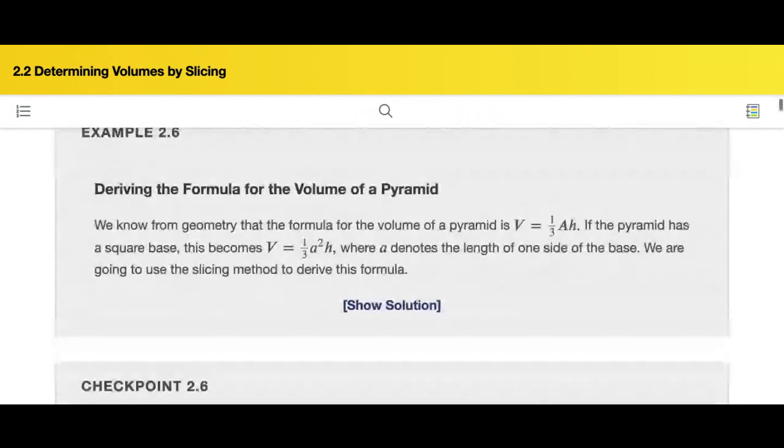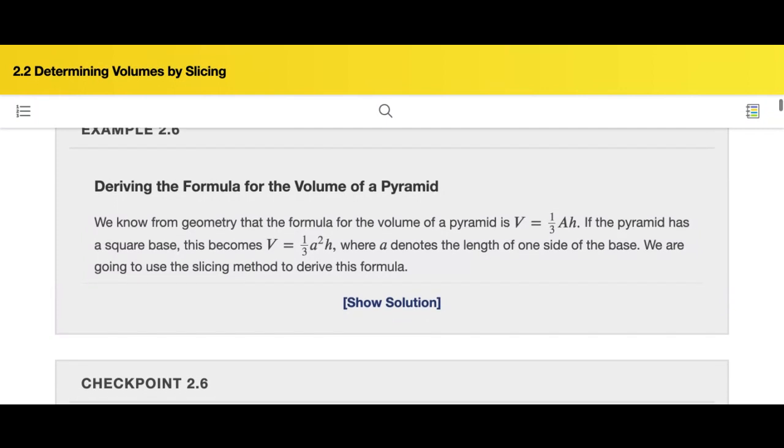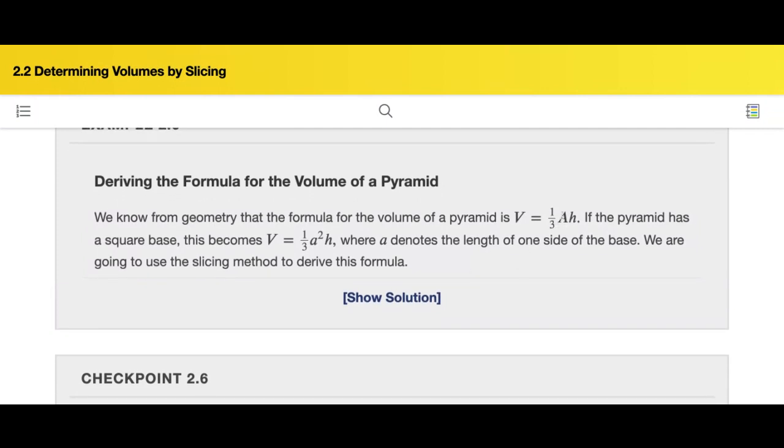Let's see this example. Deriving the formula for the volume of a pyramid. I think we did it very quickly last time. Let's just review this. We know from geometry the formula for the volume of a pyramid is V equals 1/3 of A times H, right? A is the area of the base, H is the height. If the pyramid has a square base, then it becomes 1/3 of A squared H, right? So if the base is square, the area of the base is just A squared, where A denotes the length of one side of the base.